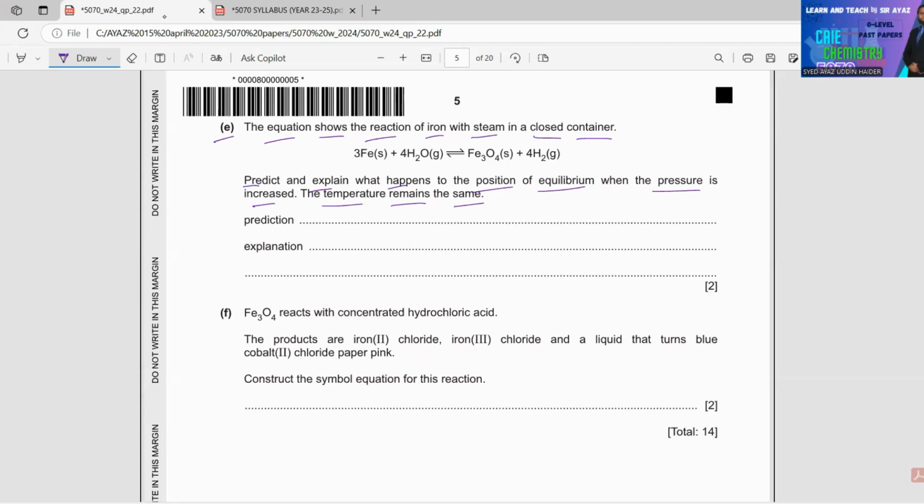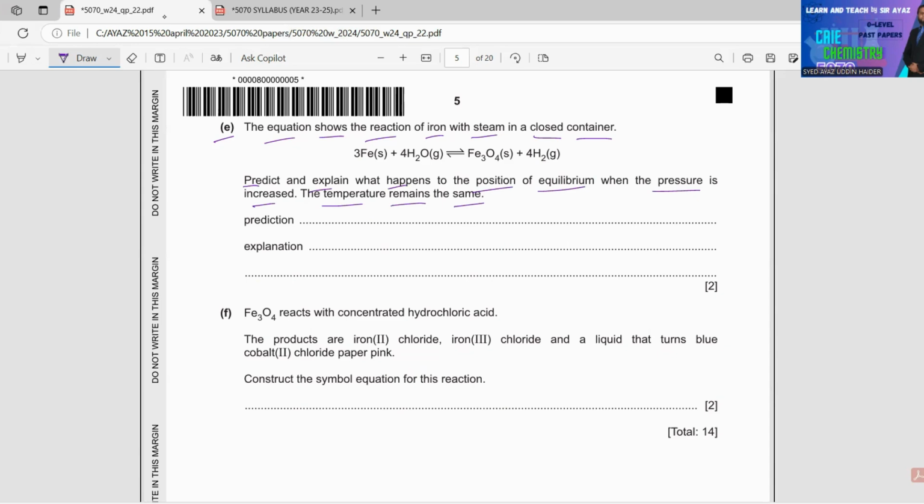Now they are asking what happens to the position of equilibrium when the pressure is increased and the temperature remains the same. Now the effect of pressure is that if you increase the pressure, the volume of the gas will decrease. The effect of pressure is only applicable to gases. So you look at the total number of moles, molecules, or volume of gases on both sides of the equation.